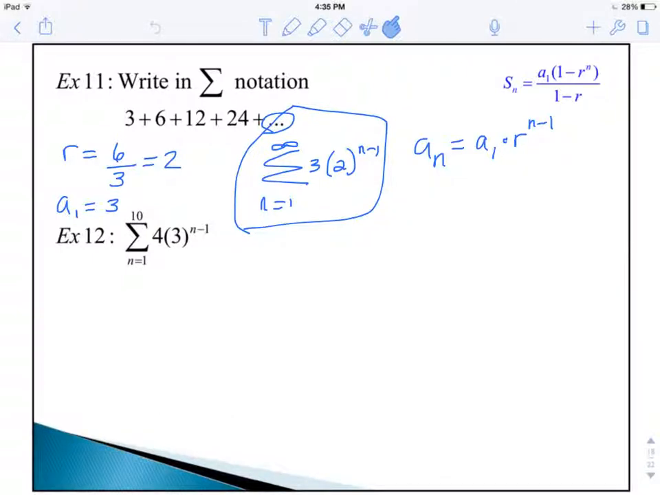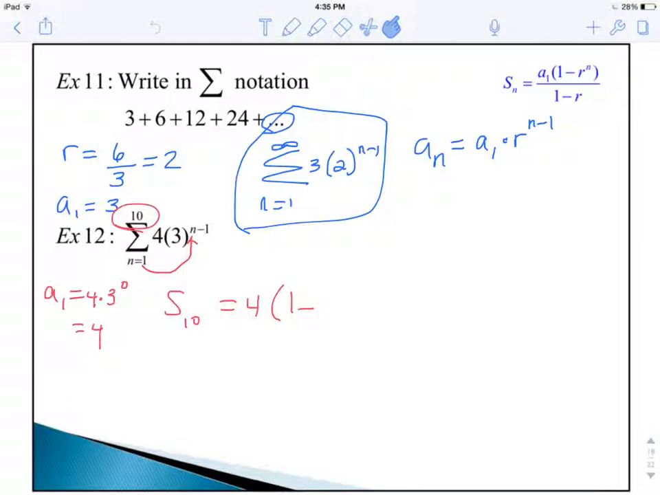Now number 12 is already written in sigma notation. The sigma here means that we actually want to solve it, and what we want to do is find the sum of the first 10 terms. So we're going to do the first term, which we need to find. To get a1, we're just going to plug 1 in here for n. So we'll have 4 times 3 to the 0 power, which is just 4. So we're going to have 4 times 1 minus.